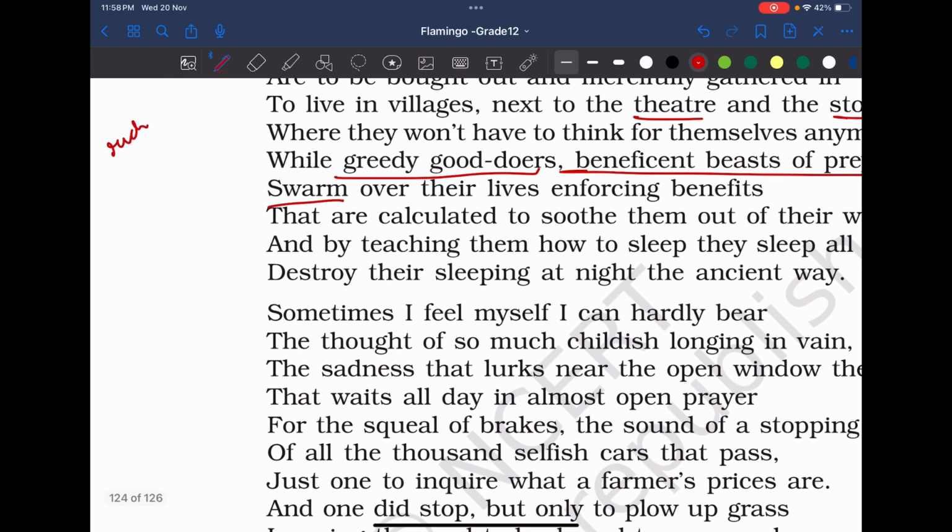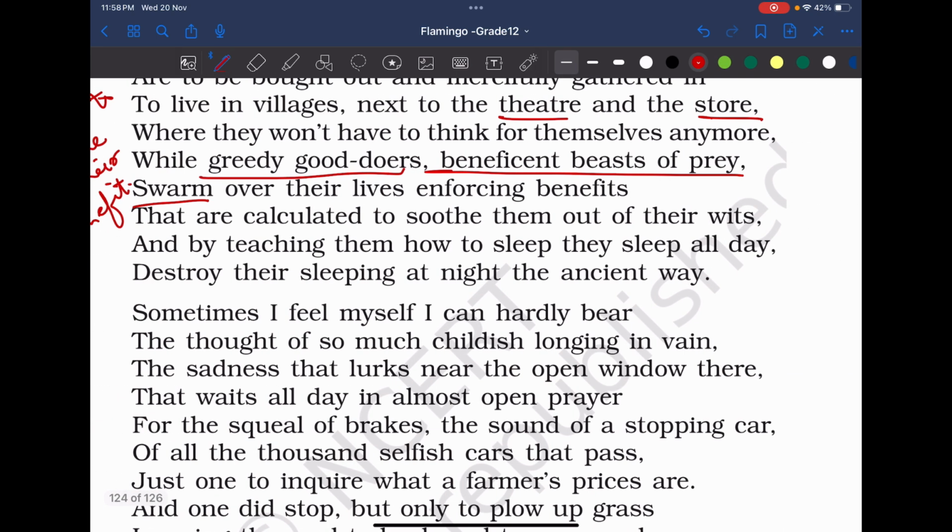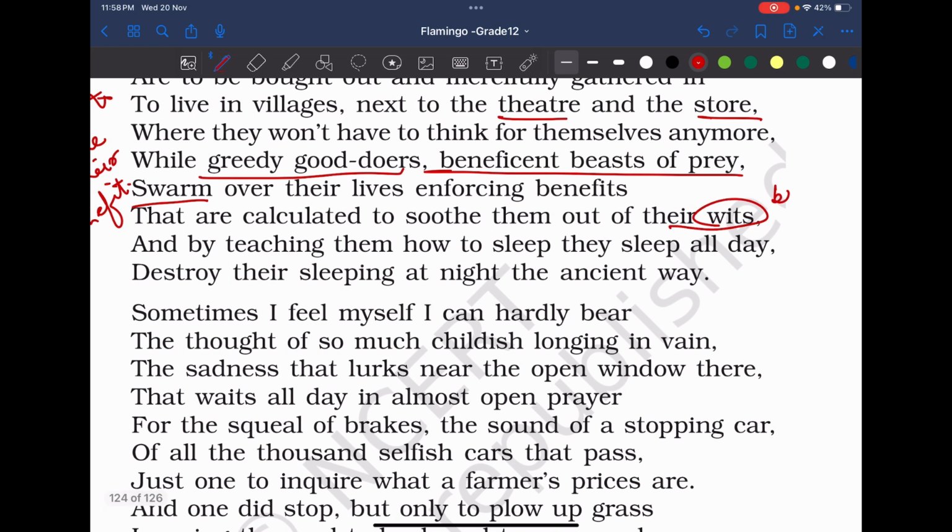So the rich class is waiting to exploit the poor for their own benefit, of course. है ना? That are calculated to suit them out of their wits. And obviously, wits is intelligence, the brain. Obviously, आप इतनी अच्छी अच्छी बातों करोगे उनके साथ तो आप उनको मैनिपुलेट कर लोगे.